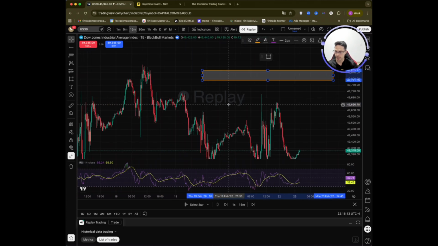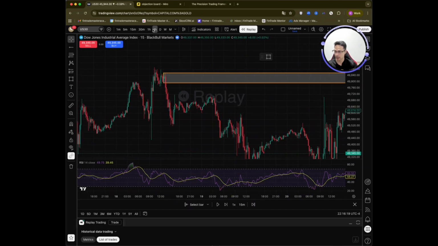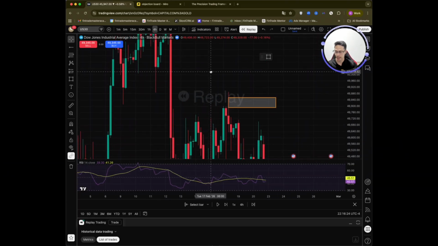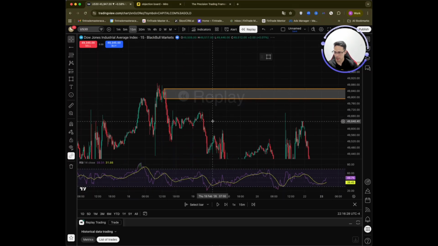Which, funny enough, why is it doing that? Funny enough, this is actually the same supply zone that we saw in the 4-hour. If I map that out, oh, it's not. It's actually relatively smaller. My fault. So this is actually a supply zone here.